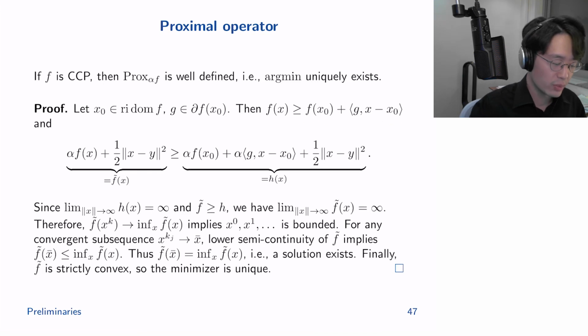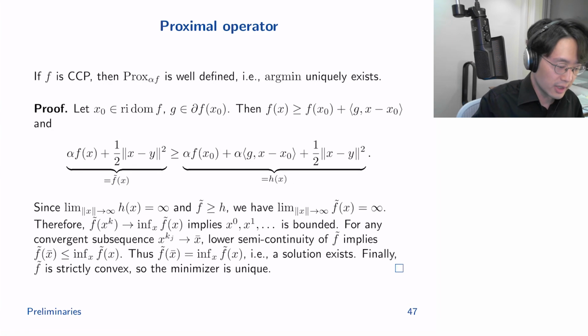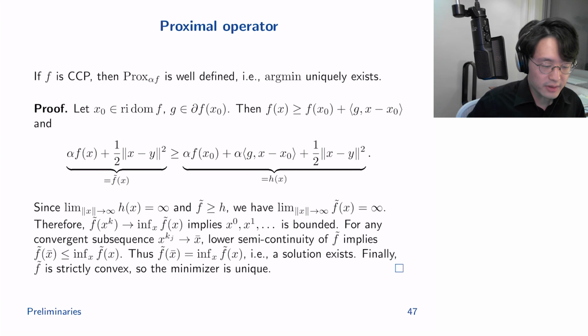Now that we have this lower bound, the function which we refer to as f tilde is the function that is minimized in the argmin defining the proximal operator, and f tilde is lower bounded by this function that we refer to as h. With the function h, the quadratic term 1 over 2 times the norm of x minus y squared remains the same, but our function f is replaced by the affine lower bound that we constructed with the subgradient g. The function h satisfies the property that when the input x goes to infinity in magnitude, the function value converges to infinity. Since f tilde is lower bounded by h, that property holds for f tilde as well.